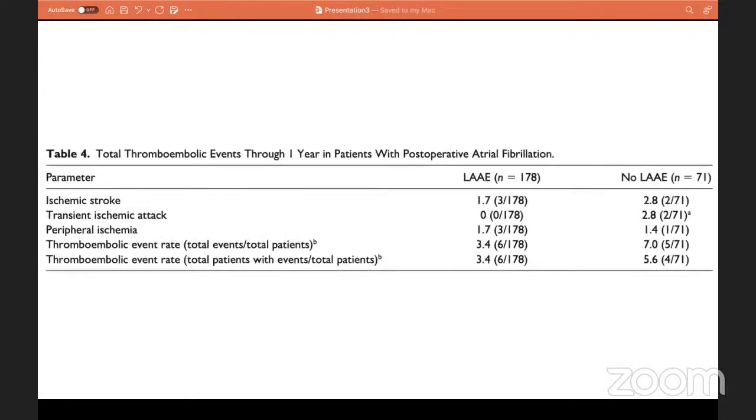This last table shows us the total thromboembolic events through 1 year in patients with post-operative atrial fibrillation. In general, the left atrial appendage arm had less risk for thromboembolic events, except for peripheral ischemia, which was 1.7 for the interventional arm, but 1.4 for the control arm.